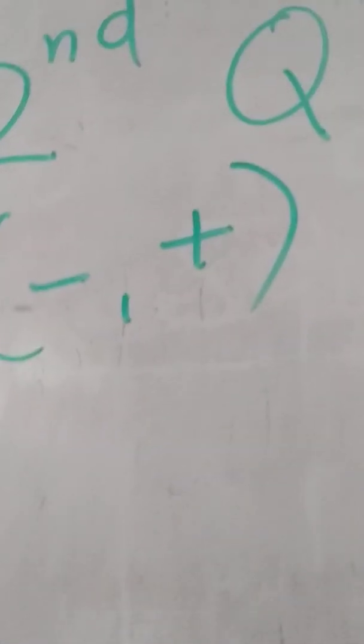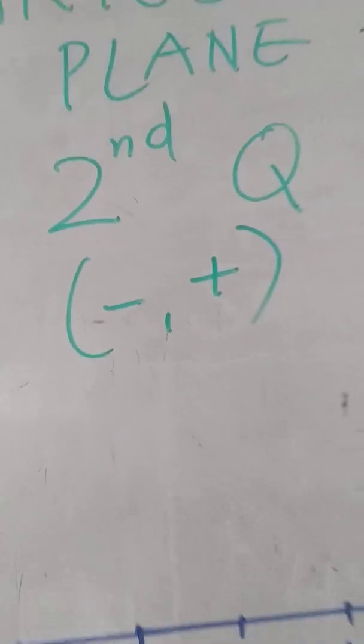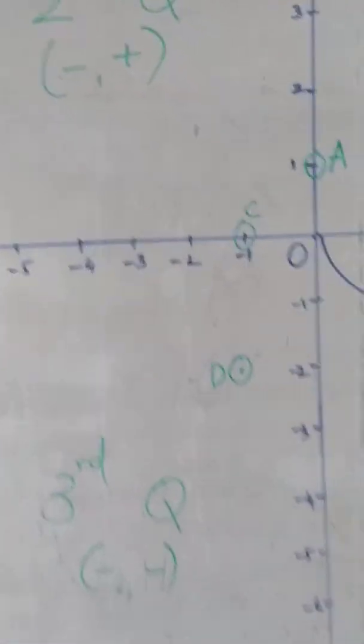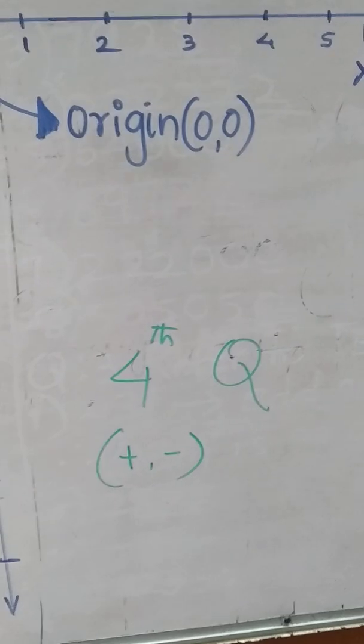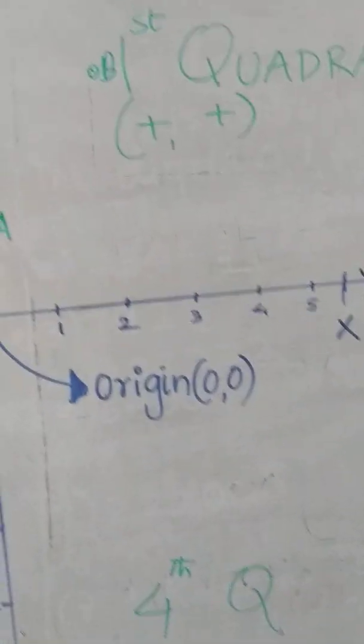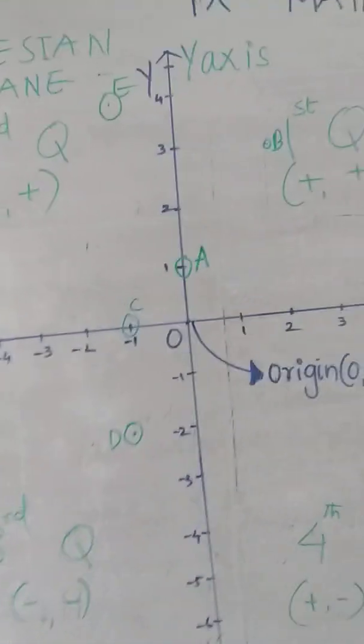Now let us come to the second quadrant. Second quadrant, x negative, y positive. Third quadrant, both are negative. Fourth quadrant, x positive, y negative. The picture is clear, everyone?